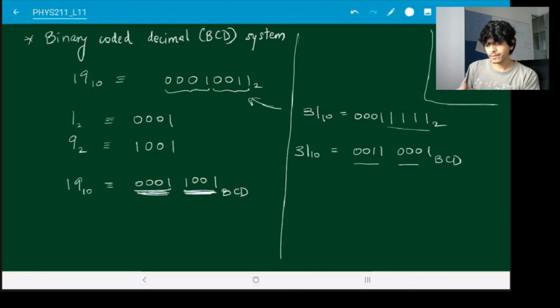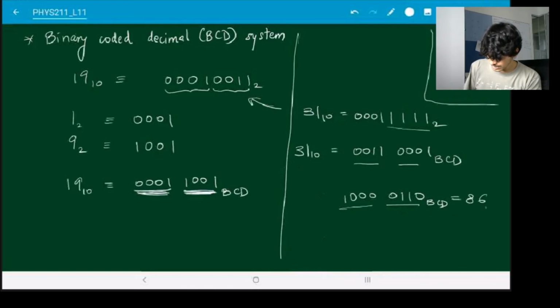How do you convert back from BCD to decimal? Well, that is the most straightforward thing. It's easier than doing binary. Suppose I give you 1000 0110 in BCD, and I ask you what is this number in decimal, then we'll just split it into 4 and 4. The first 4 is 8, and this is 4 and 2, 6. So this is 86 in decimal.